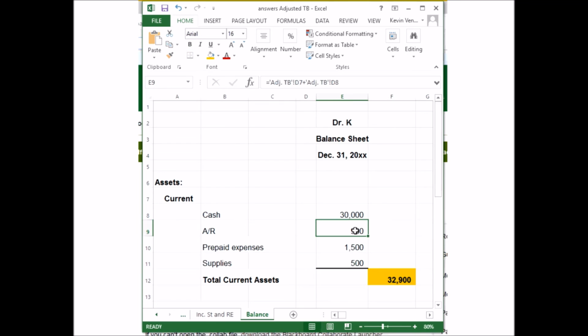Okay, so we look at the balance sheet. I've got my cash here. I've got my combined AR of $900, combined prepaid expenses, and my supplies. And I total them up to $32,900.